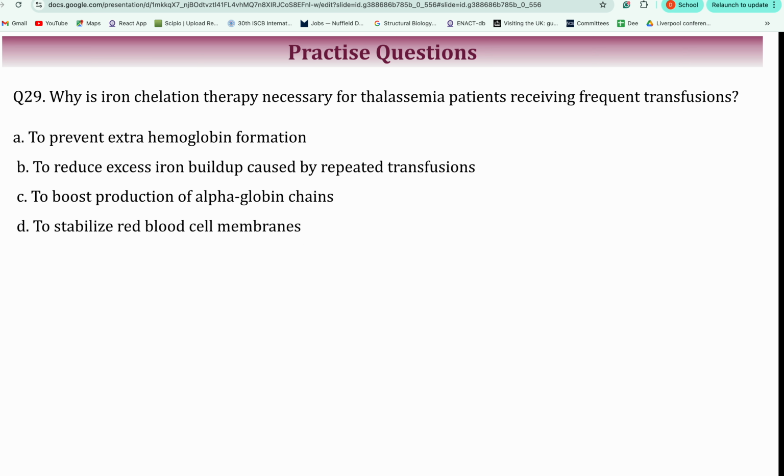So if you remember, we have already discussed one such question in which we discussed what will happen if the person is receiving long-term transfusions.